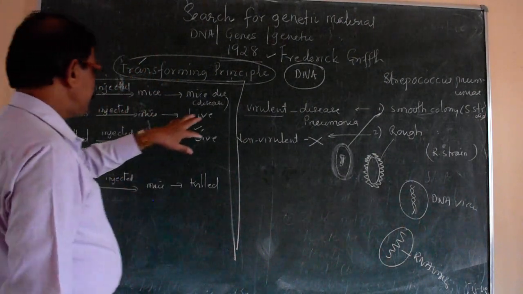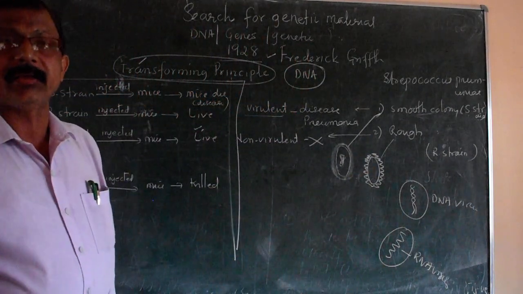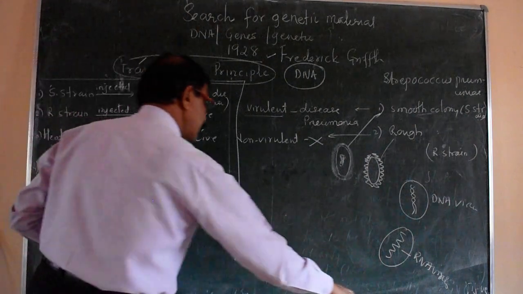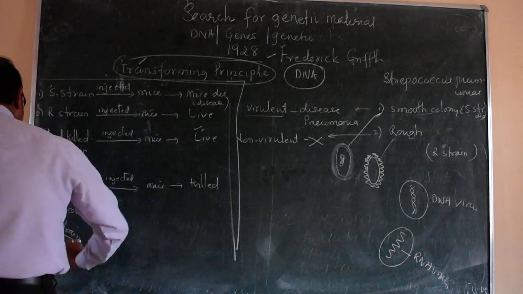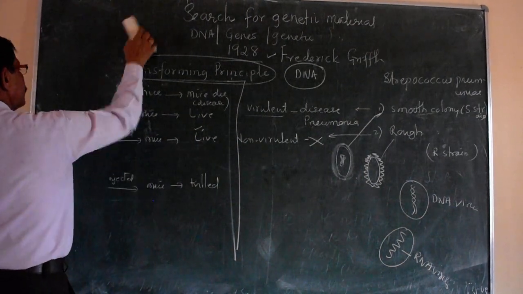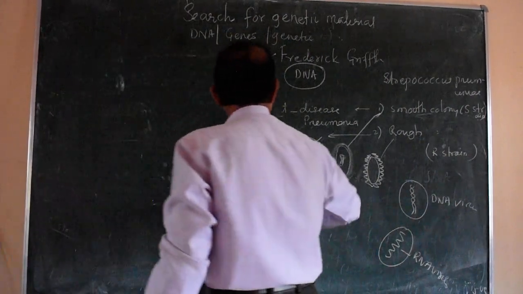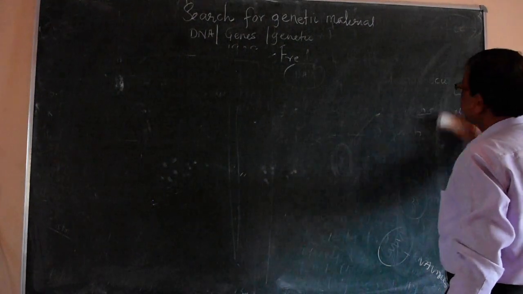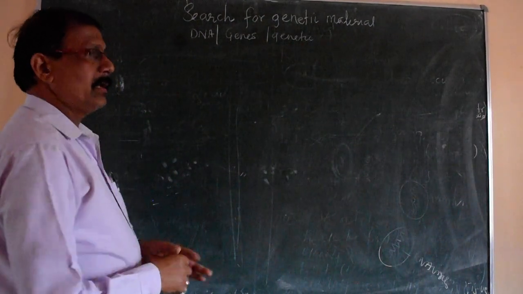And Frederick Griffith strongly believed that DNA has a transforming character. However, the scientists were not ready to accept the Frederick Griffith experiment. There is no evidence that only DNA is involved in transforming.